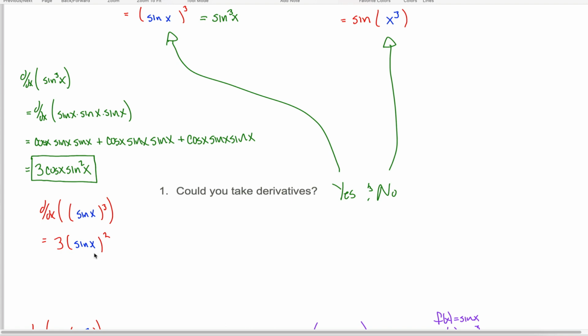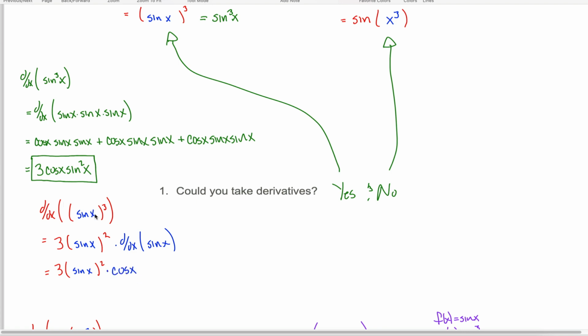And then we're done? No, we've taken the derivative of the red part but not the blue part, so we have to multiply this answer by the derivative of the blue part, the derivative of sine of x. The nice thing about the derivative of the sine of x is it's one of those derivatives that you already know. It's equal to cosine of x.